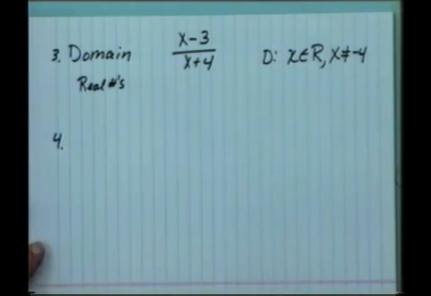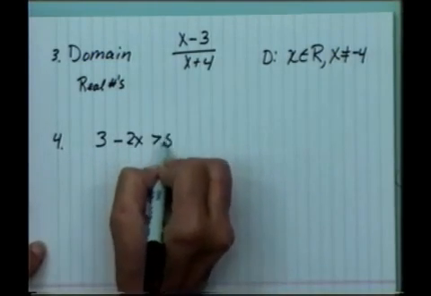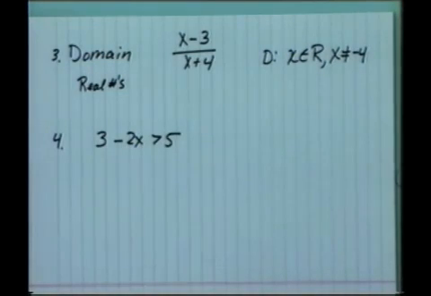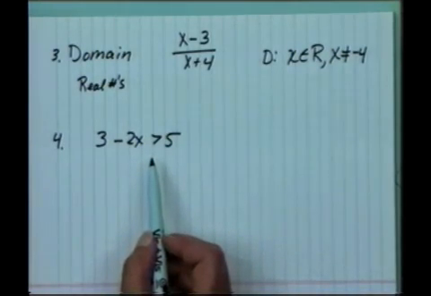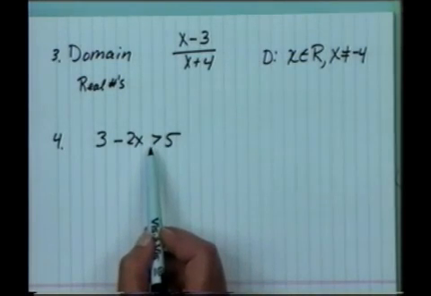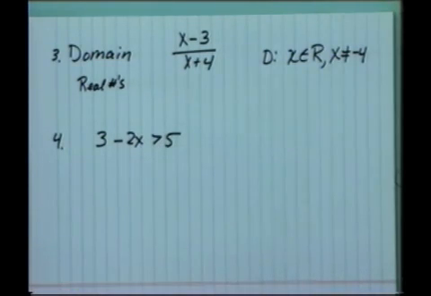Number 4, we're solving an inequality. 3 minus 2x is greater than 5, and we're solving the inequality. Why is this an inequality? It's not equal. Okay, it's got a greater than sign in it. It doesn't have an equal to sign. All right, how do we go about solving this inequality? What are you going to do? Get x by itself. You need to get x on a side by itself, so you're going to solve it just like you do an equation to begin with, correct?